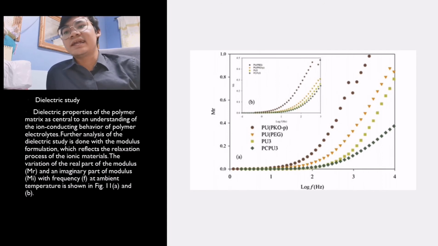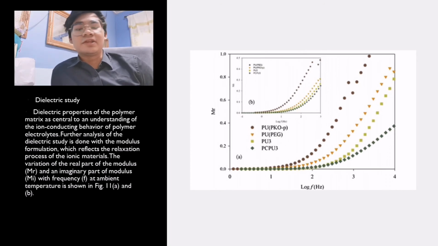It appears that Mr values at lower frequency are minimal and almost near to zero, which suggests elimination of electrode polarization. The complex modulus spectrum for Mr and Mi is a gauge for the ionic conductivity relaxation.